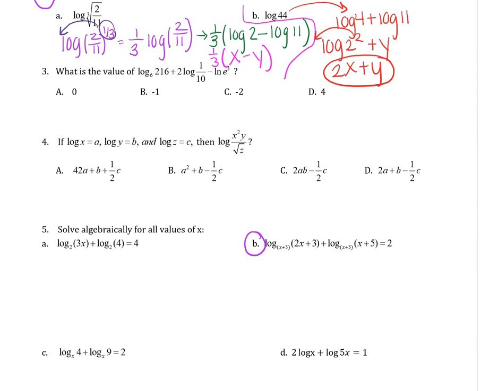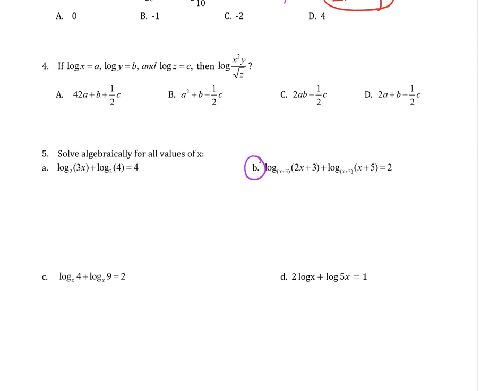Okay, so then I picked a couple types of solving problems. This first type, I have a couple logs on one side. What I'm going to do is combine these to one log. So I can get one log equals some number. Now since the logs have the same base of x plus 3, I can combine them using multiplication. So log base x plus 3 of, and I'm going to multiply 2x plus 3 by x plus 5.